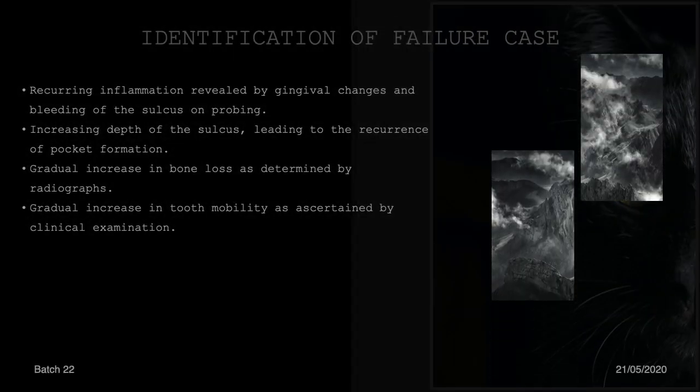So identification of failure cases. So how to identify failure cases? Basically it is disease recurrence. When there is a recurrence of inflammation, which is identified by gingival changes and bleeding of the sulcus during probing, or an increase in the probing pocket depth leading to recurrence of pocket, or a gradual increase in bone loss despite your treatment, or a gradual increase in tooth mobility ascertained in clinical examination in spite of your treatment, then something is wrong with your treatment.